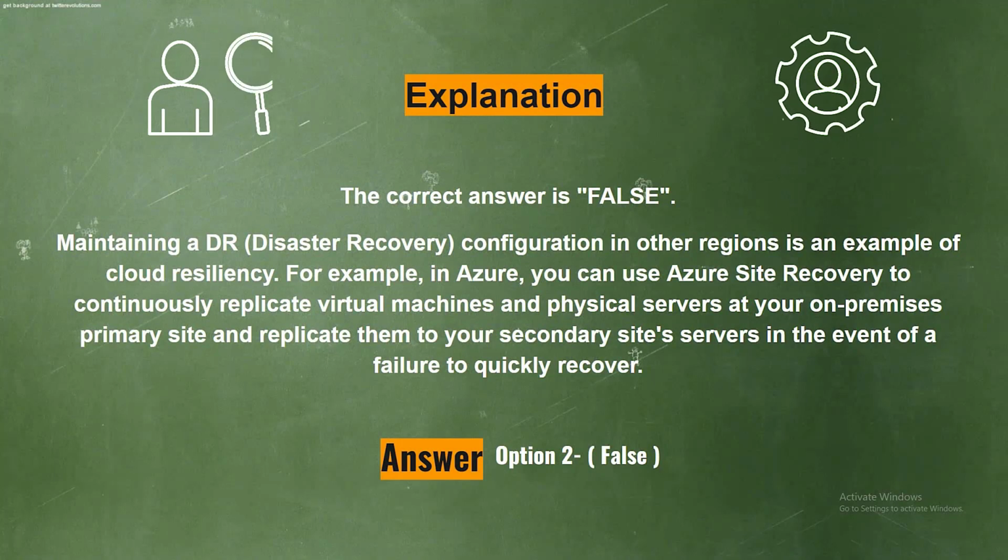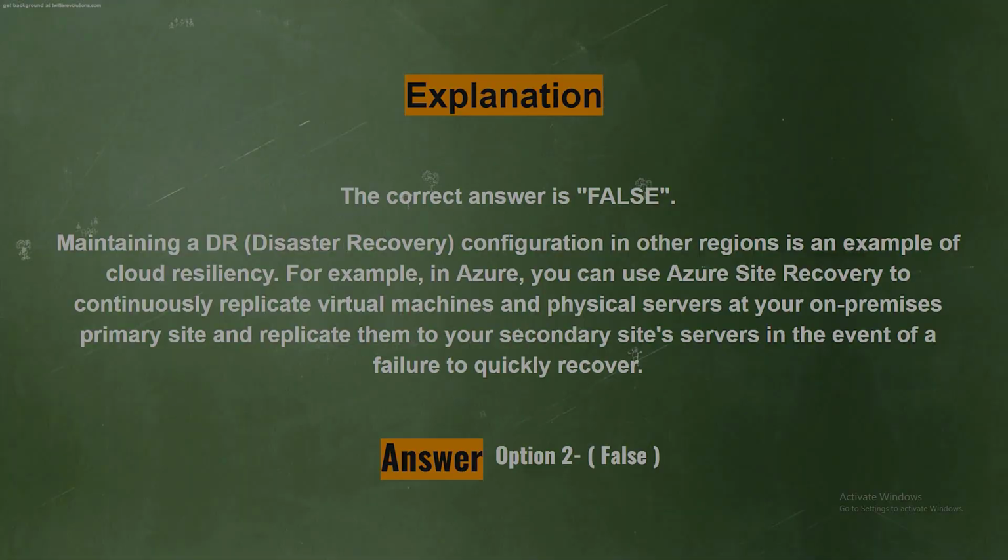Explanation. The correct answer is false. Maintaining a DR configuration in other regions is an example of cloud resiliency. For example, in Azure, you can use Azure Site Recovery to continuously replicate virtual machines and physical servers at your on-premises primary site and replicate them to your secondary site's servers in the event of a failure to quickly recover.